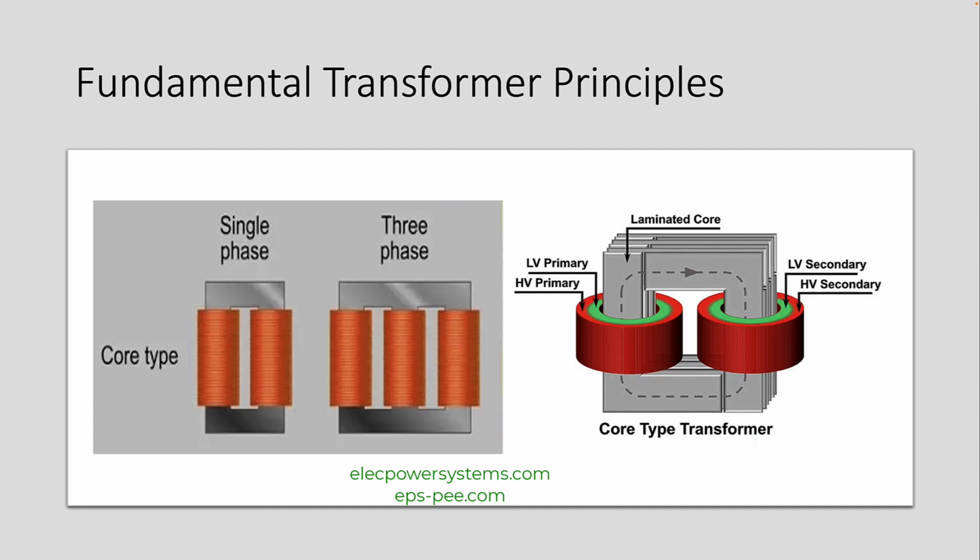A transformer consists of a magnetic core made up of laminated sheets of silicon steel. This core provides a closed magnetic path and reduces energy losses. The core is typically divided into two halves to prevent the formation of eddy currents and improve efficiency.